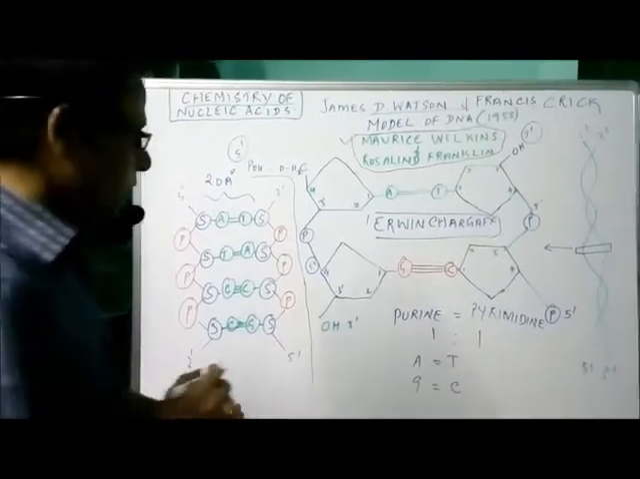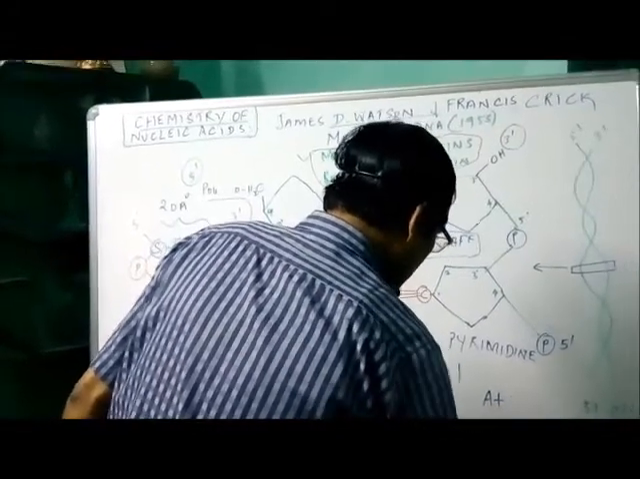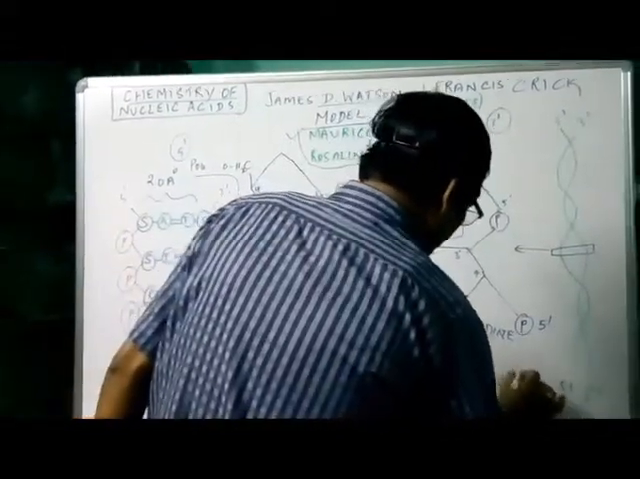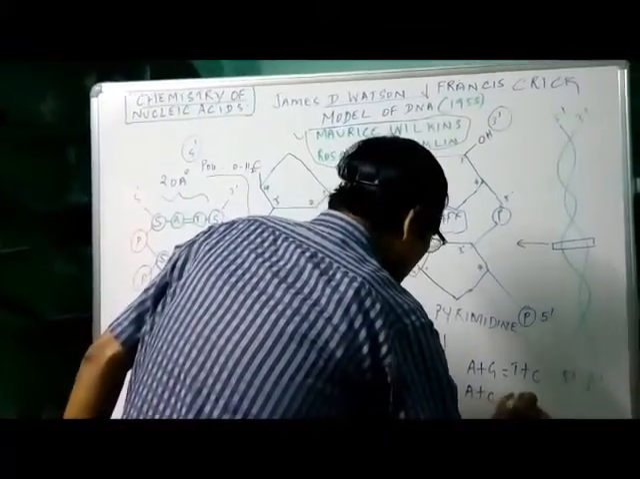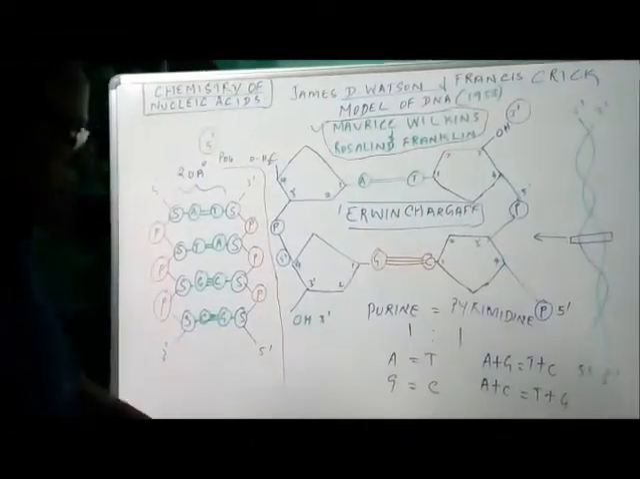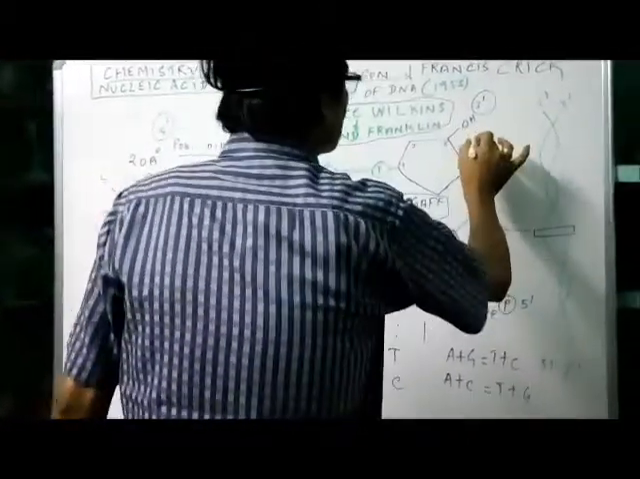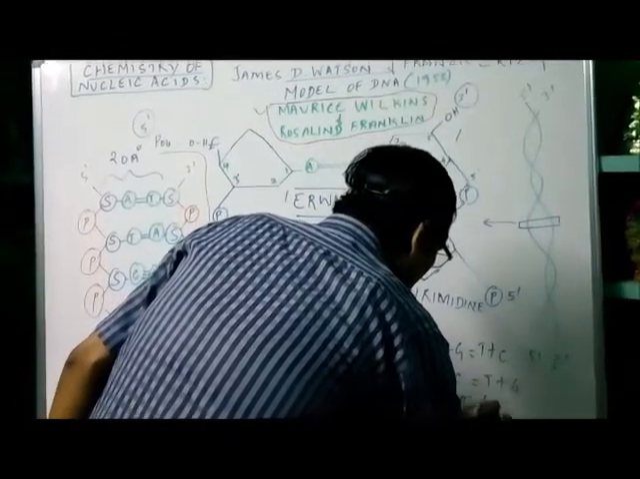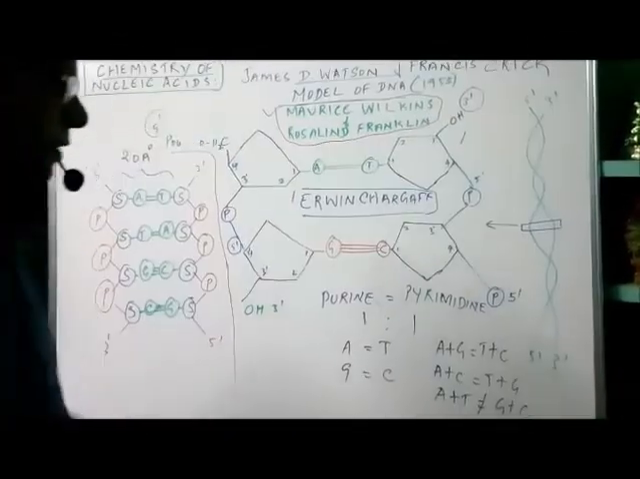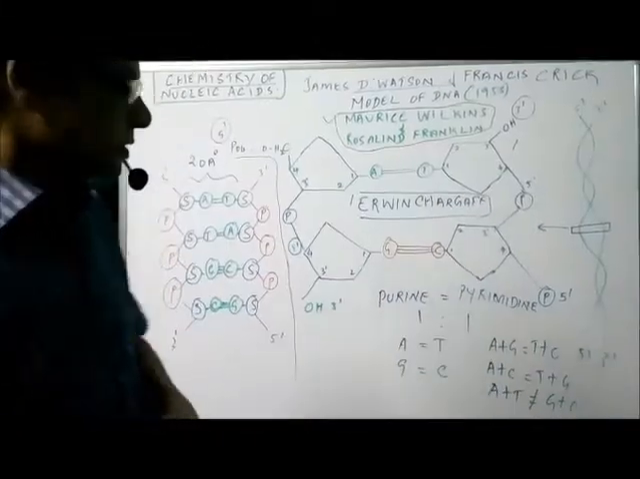Similarly, if you take the purines, A plus G is equal to T plus C. This is constant because A is equal to T and G is equal to C. Similarly, A plus C is equal to T plus G. This is also correct because A is equal to T and G is equal to C. Then A plus T, I am writing here once again, need not be equal to G plus C. So A plus G is equal to T plus C, A plus C is equal to T plus G, A plus T need not be equal to G plus C. That's the concept of the base pair rule.